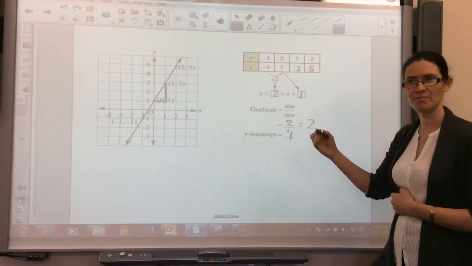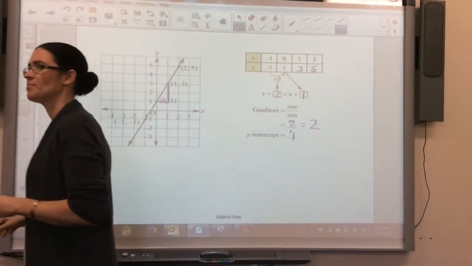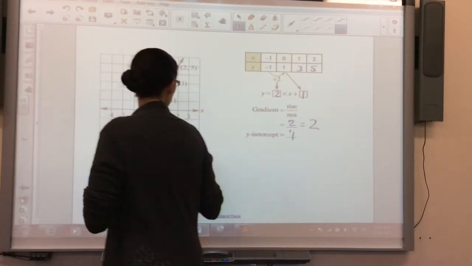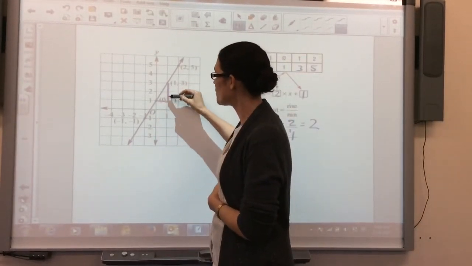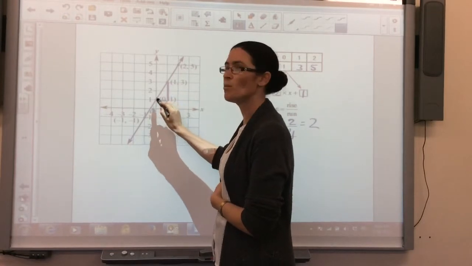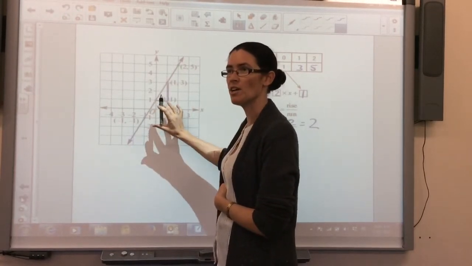We're seeing a link here? Yes, Callum? Gradient is rise over run. So we looked at the triangle here, and we saw that it rose 2 for the one that it went across. We saw that from our picture. Okay?